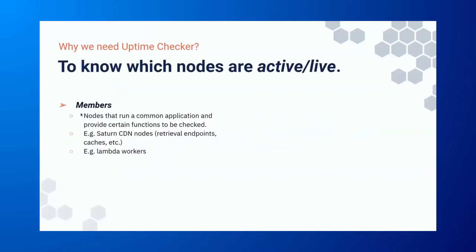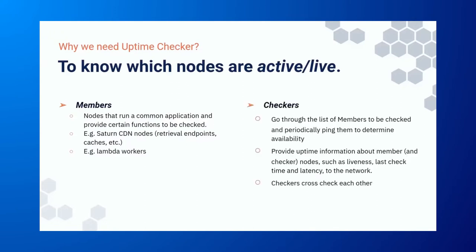In this case, we have what we call member nodes. They are just nodes running a certain common application or protocol across the network. And then we will have what we call checkers. They constantly go through a list of members to be checked, periodically pinging them to see if they are up or down and to see the network latency for these nodes. Once a checker gathers the ping information, it performs, for example, a liveness report and shows the last check timestamp to show the recency, and also the latency of that node in the network.